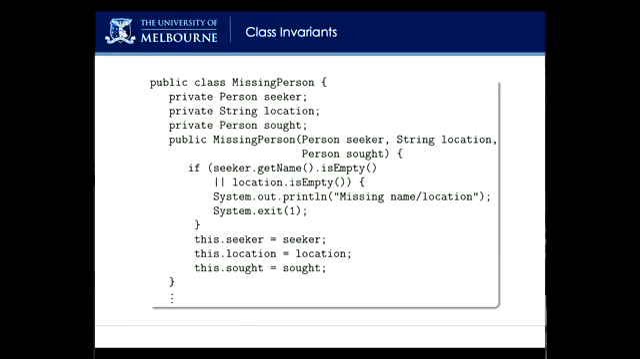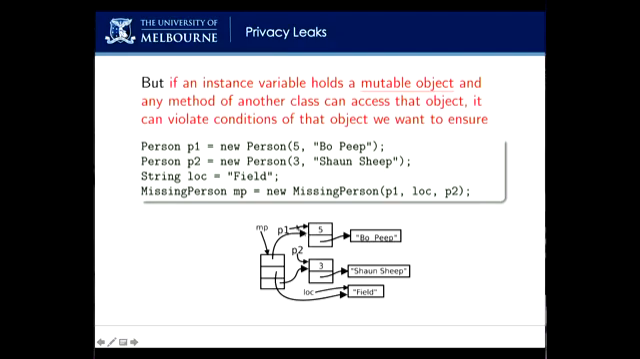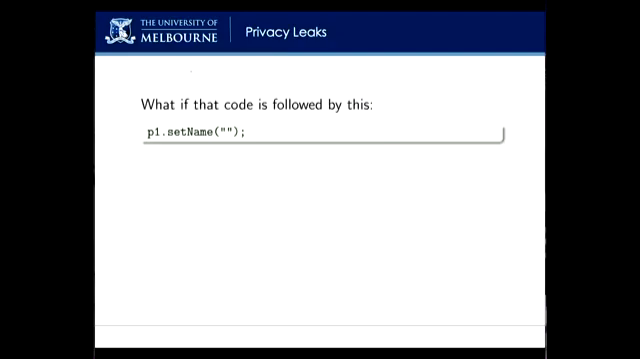But in this example, we've created that object here, and then we're saying, look, now we're using the set name and changing the name to nothing. What would happen? Any thoughts? No?